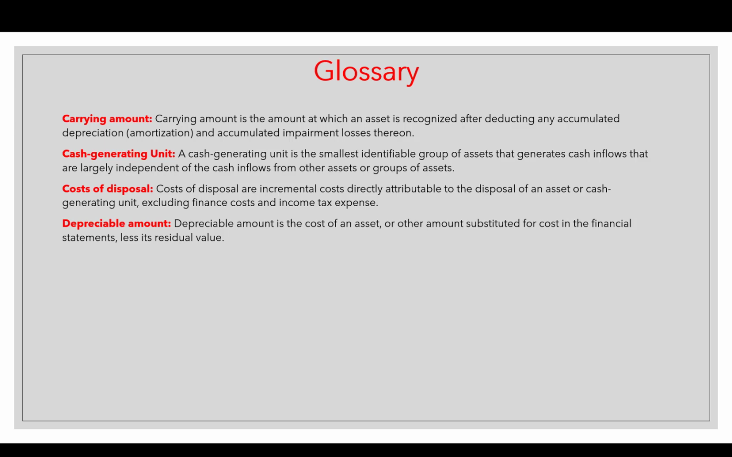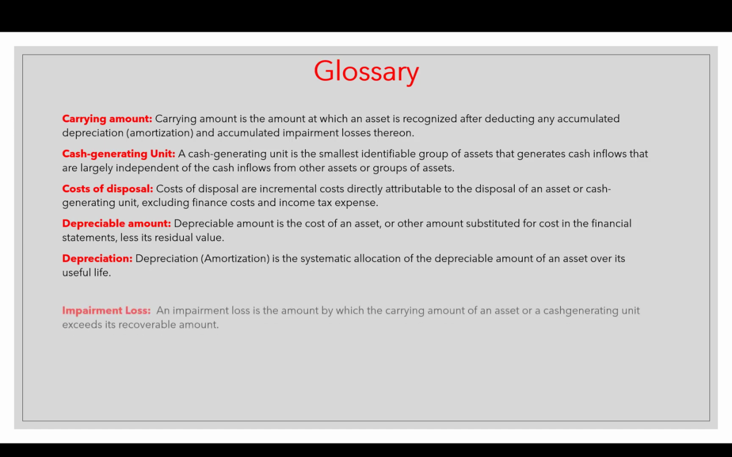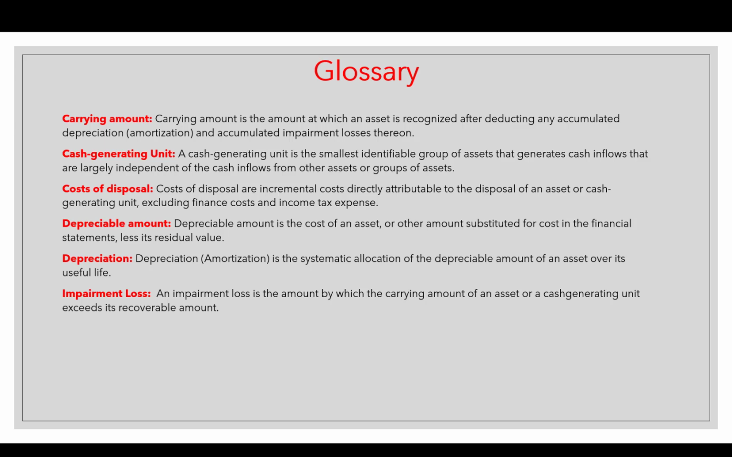Depreciable amount is the cost of an asset, or other amount substituted for cost in the financial statements, less its residual value. Depreciation is a systematic allocation of the depreciable amount of an asset over its useful life. Impairment loss is the amount by which the carrying amount of an asset or cash generating unit, CGU, exceeds its recoverable amount.